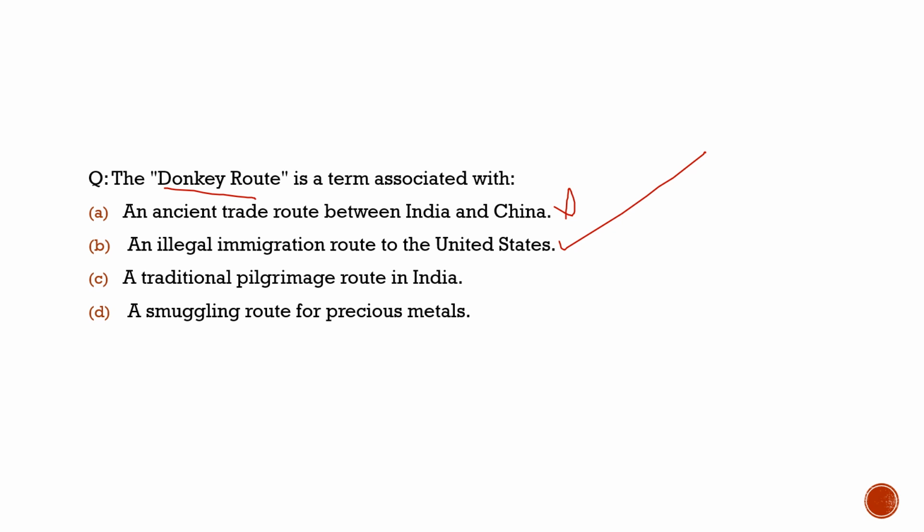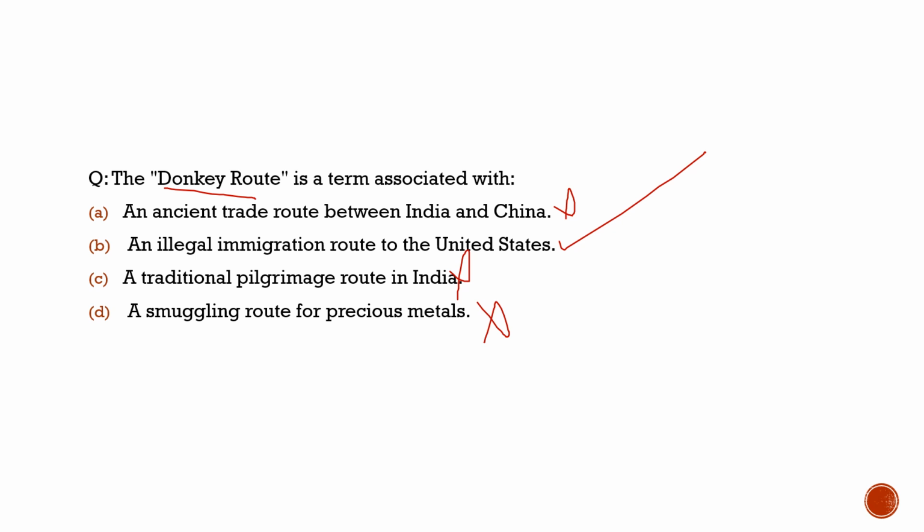These are low skilled or less educated people, so it is usually very hard for them to get a visa to that country. So they tend to move to these countries using illegal agents who show them these illegal routes, the donkey routes, through which they try to pass and get into the country. So option C, a traditional pilgrimage route in India, totally incorrect. Option D, a smuggling route for precious metals, totally incorrect. So with respect to this question, the correct statement is option B.